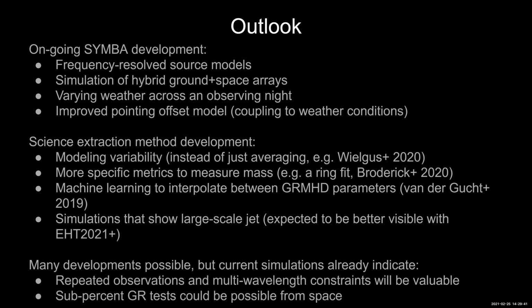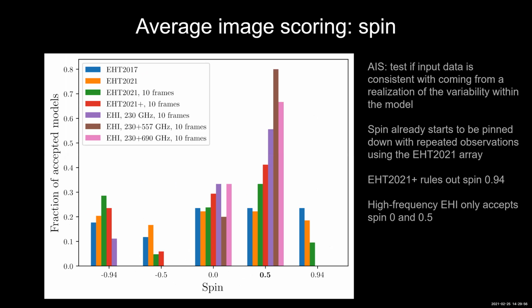Yeah, so I saw a rather concerning statement in one of the slides in which you said that EHT 2021 plus rules out the spin of 0.94. Is that an instrumentation problem? Is that a data analysis problem, a simulation problem? Like, what ruled out is a pretty bold statement. So I'm trying to understand the rationale behind that.